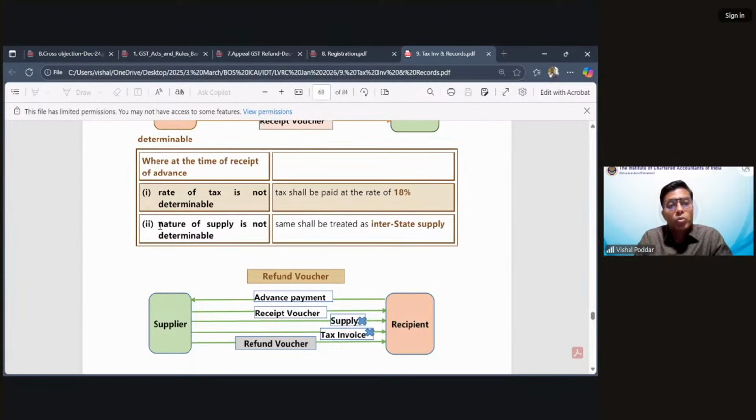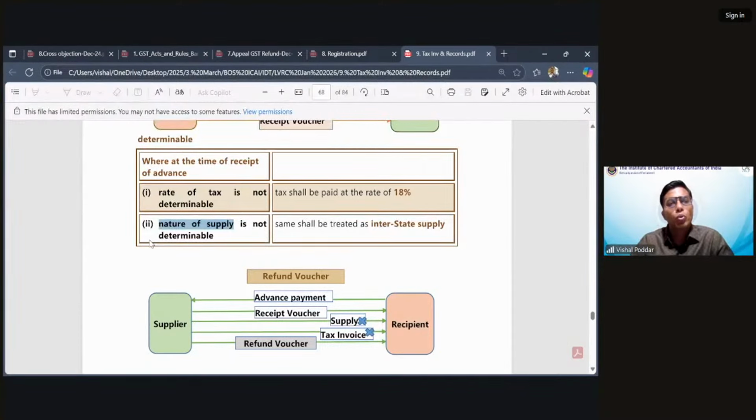Second, similar to the problem of the rate of tax, the other problem is that you do not know the nature of the supply, whether IGST, that is interstate supply, or CGST plus SGST, that is intrastate supply. When the nature of supply is also not known because the person has not yet informed you where he wants delivery or what the place of supply will be, then again the law says that you report this transaction as an interstate supply transaction.